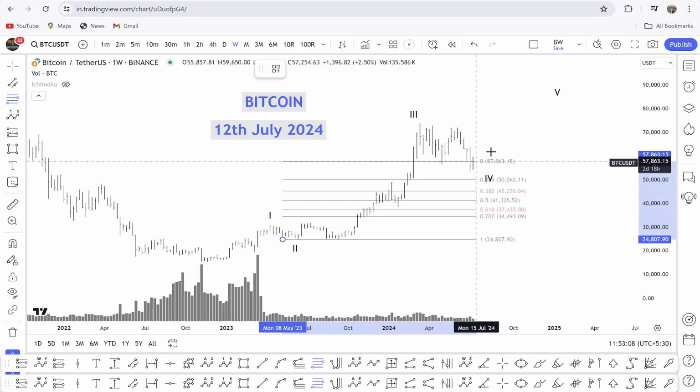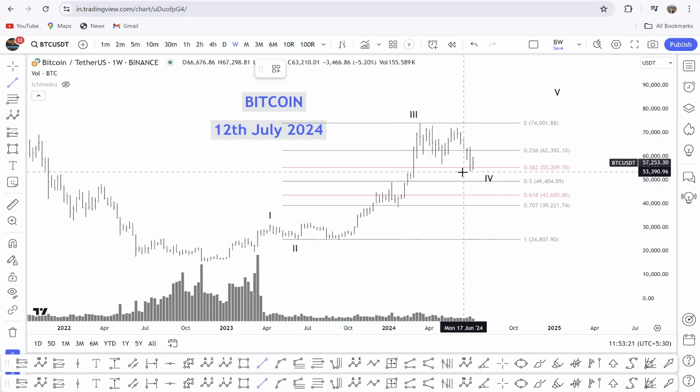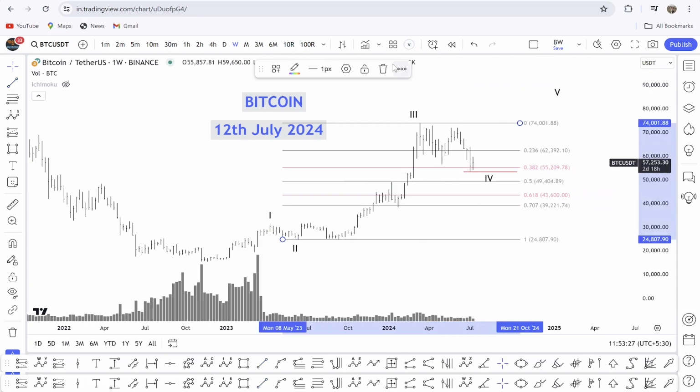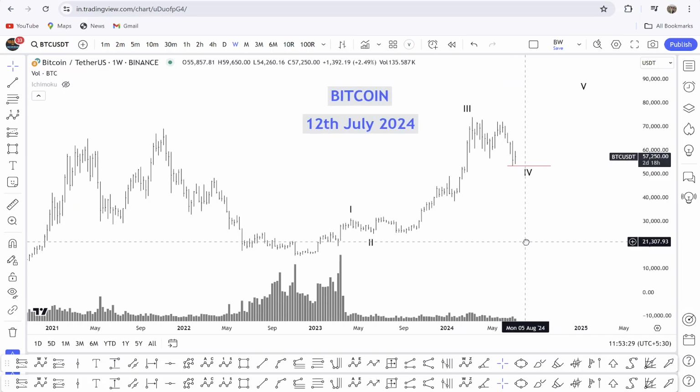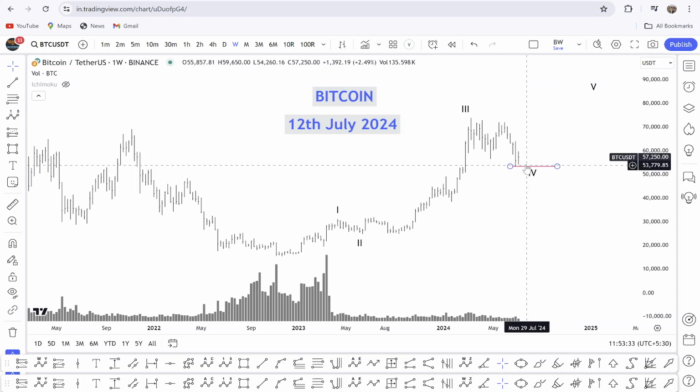You see from here, almost 30.2 percent is complete near 55K, and we made a low of around 53K. So I can see selling is not a good idea in this zone.